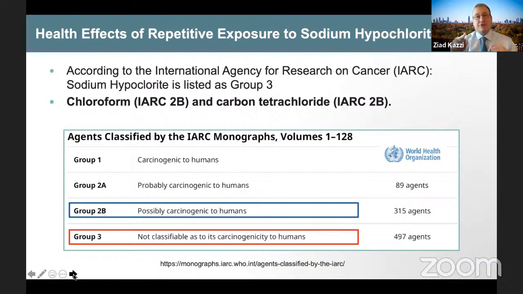And those byproducts, such as carbon tetrachloride, chloride, or chloroform, are more concerning for their carcinogenic potential and are classified by IARC as group 2B, possibly carcinogenic in humans.